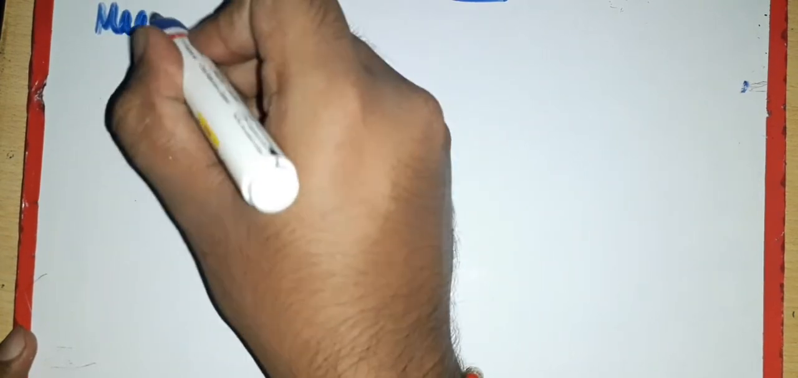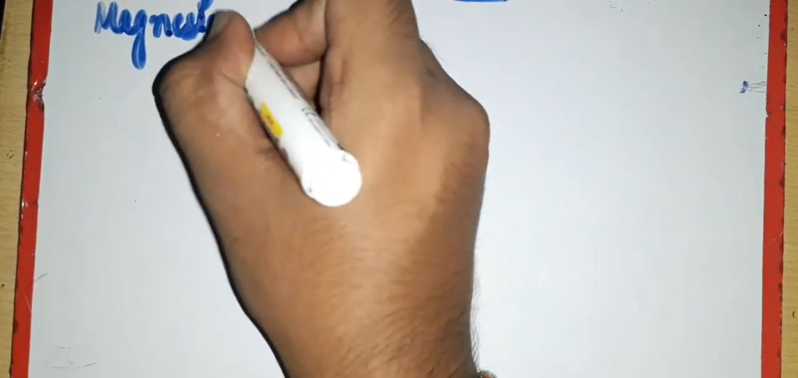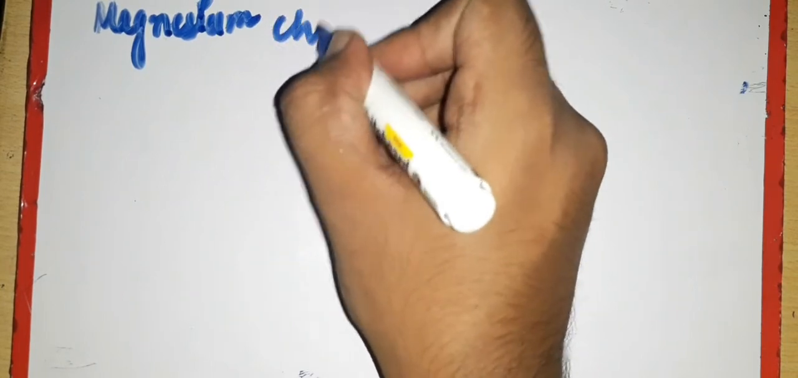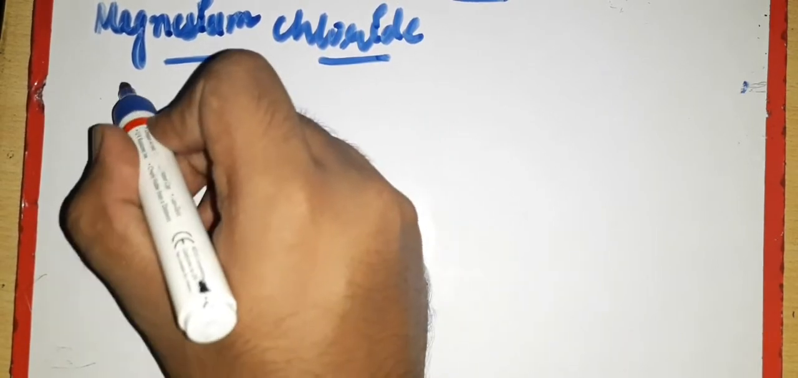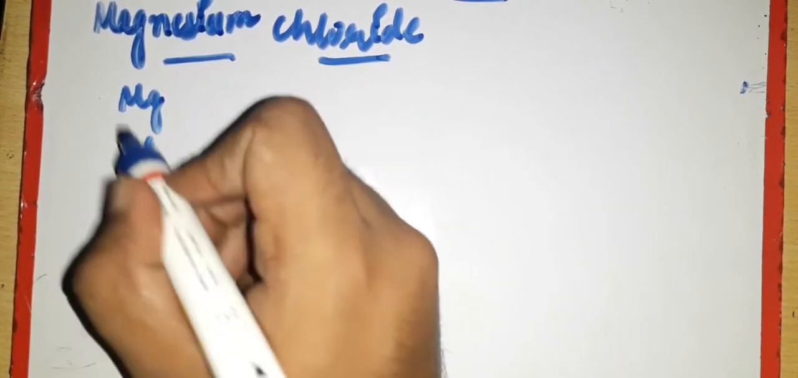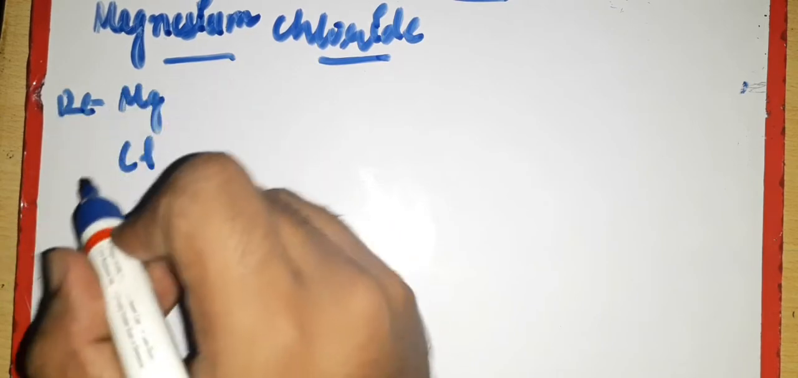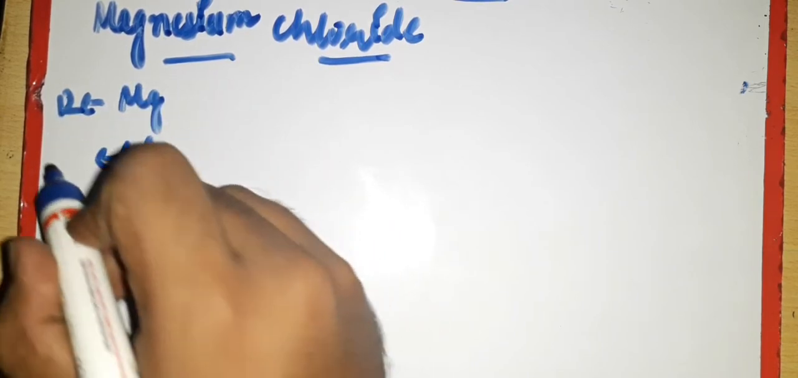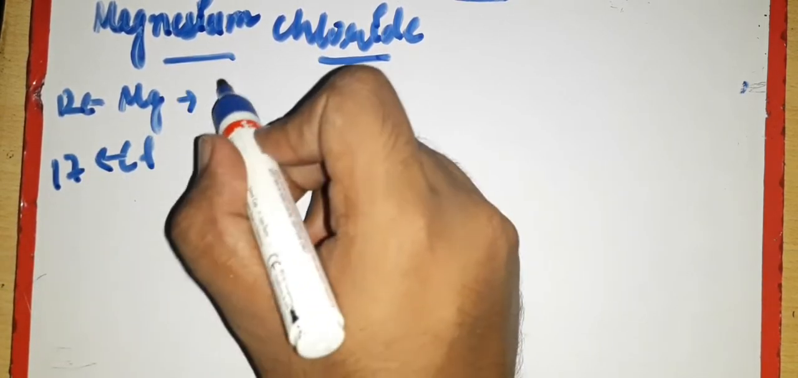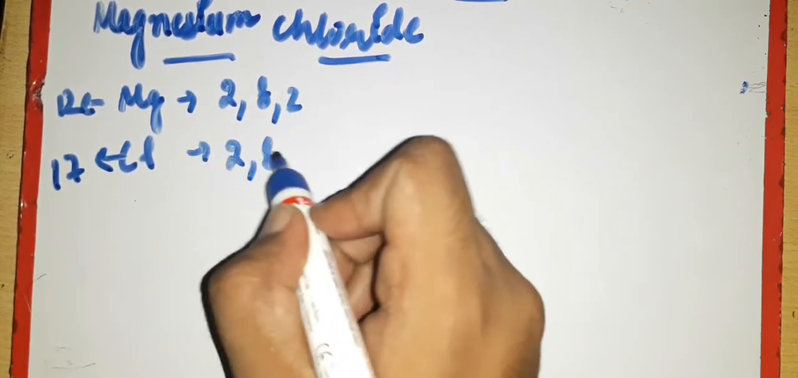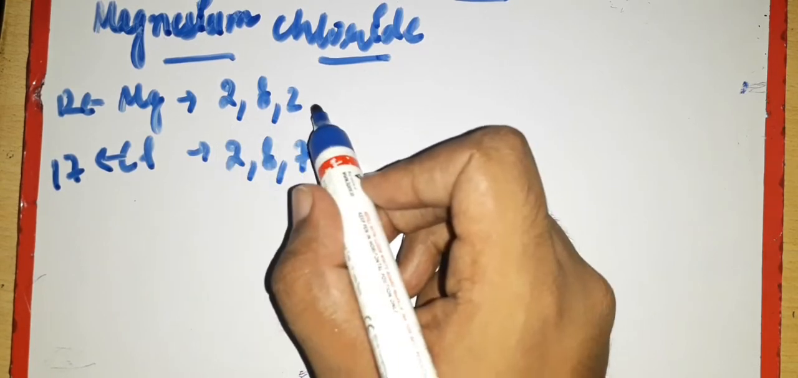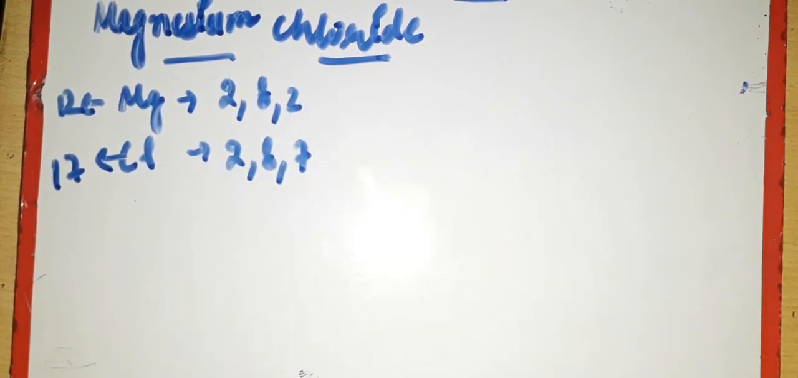Now when we are talking about magnesium chloride, after this everybody should be comfortable making ionic structures, right? For magnesium chloride, 2 elements are there, magnesium and chlorine. Magnesium has 12 electrons and chlorine has 17. If we configure it, it becomes 2, 8, 2, and 2, 8, 7, right? So magnesium can donate 2 electrons, and chlorine can accept 1 electron, right?